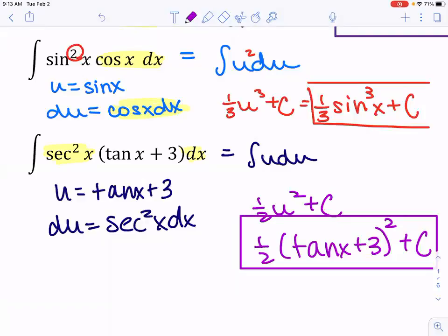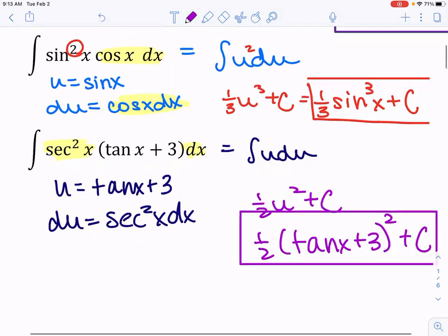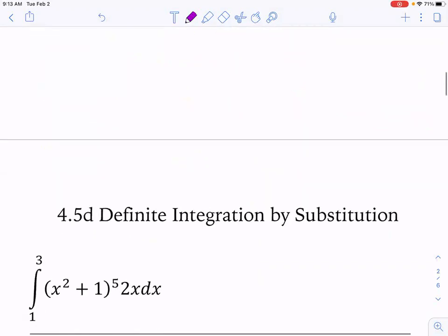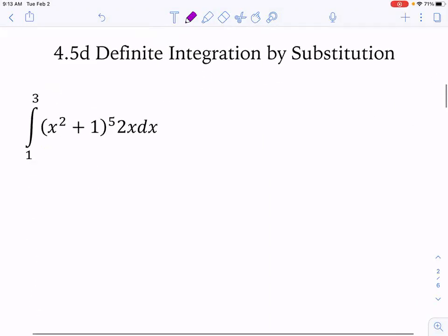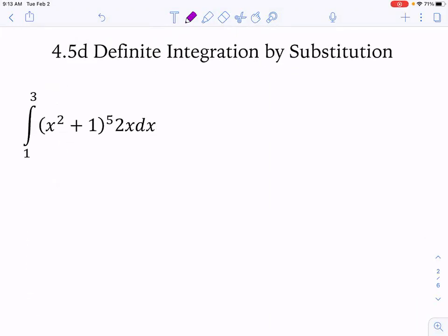All right, so we are going to jump back to U-substitution. I think it's the 4th day we've spent on U-substitution, so I called it 4.5D. But we need to go back and look at definite integrals with our U-substitution, okay?